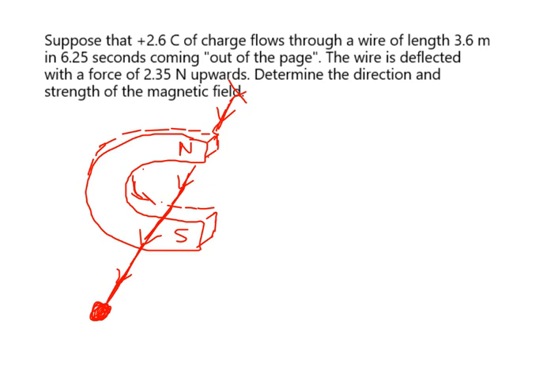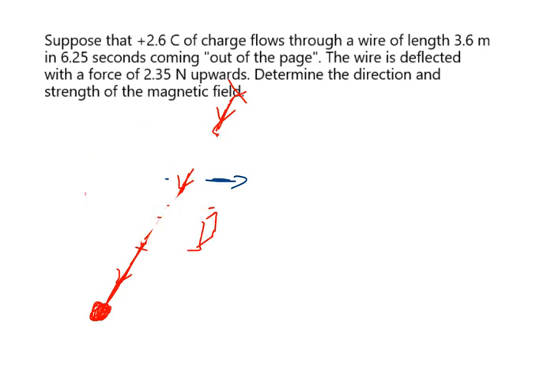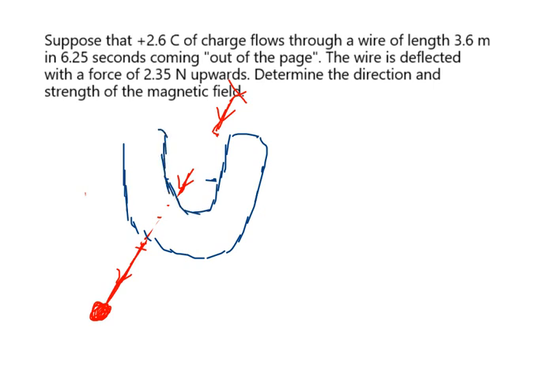It says that the wire is deflected with a force of 2.35 newtons upwards, which means I'm going to have to actually take this thing and rotate it a little bit, because as I've drawn it, the wire can either go this way or that way. So I'm going to need to, sadly, change my drawing. And the horseshoe magnet's going to have to look something more like this. It's going to have to go this way.